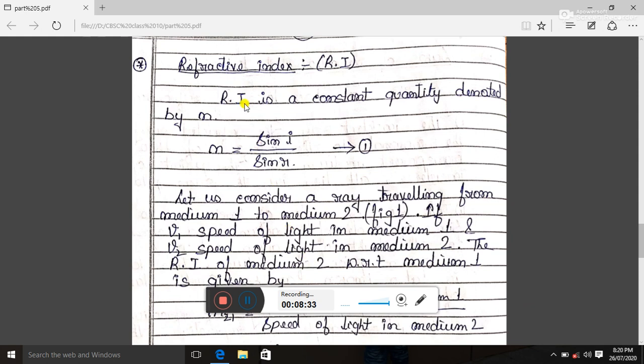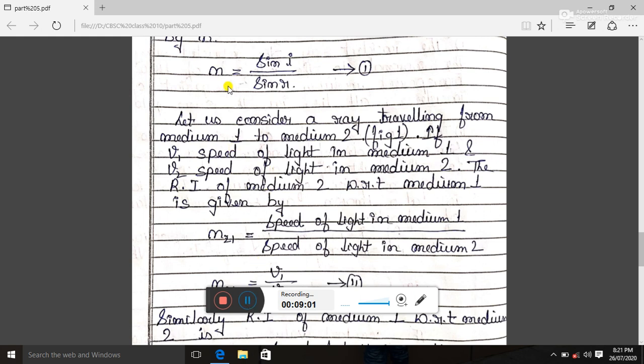So here I will be studying what is refractive index. I will be denoting refractive index by RI. So refractive index is a constant quantity and is denoted by n. So n is the refractive index and, as we have studied earlier, n is nothing but sine i by sine r. This is one equation of refractive index. It is the ratio of sine i by sine r.